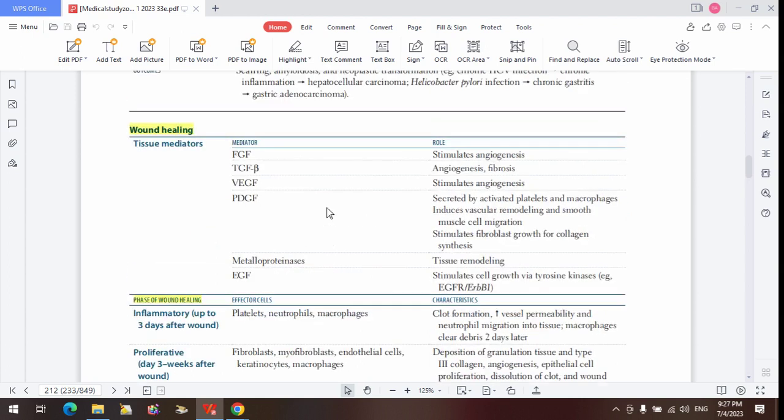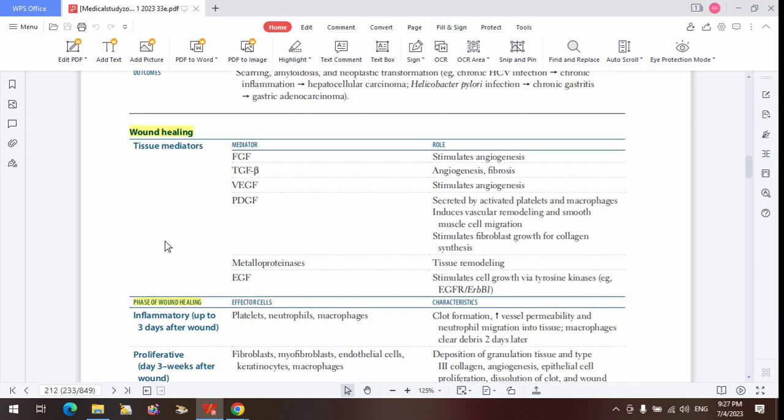Now, let's look at all those mediators that are involved in all those things. So, fibroblast growth factor is one. It stimulates angiogenesis predominantly. Now, this one is more like a misnomer, so don't get confused by the name. It can attract fibroblasts too, yes, but it's majorly important in causing recruitment of the endothelial cells so that we can have angiogenesis for the wound to heal.